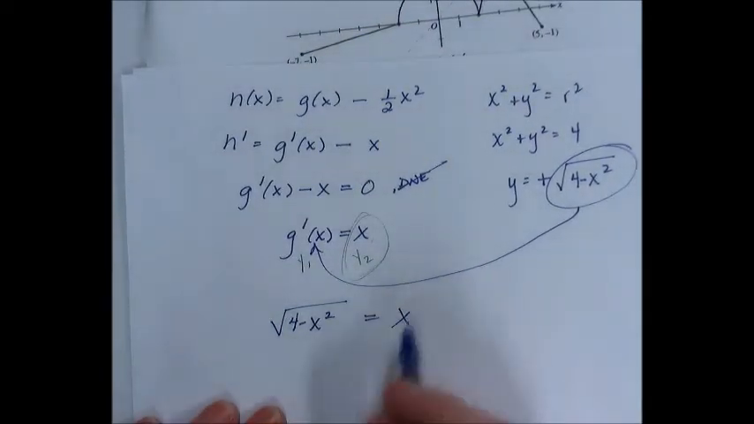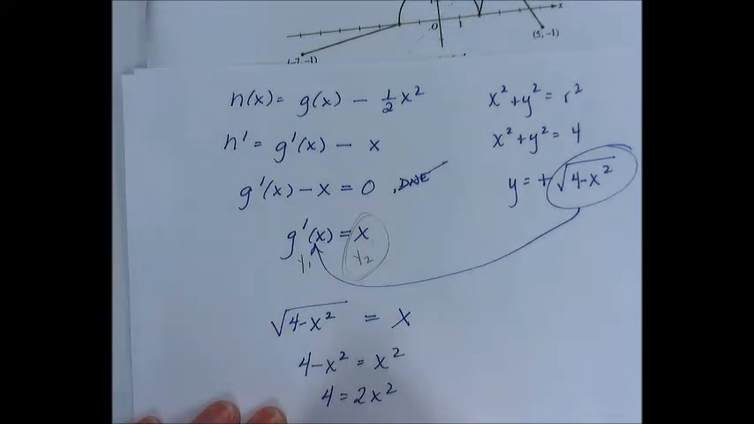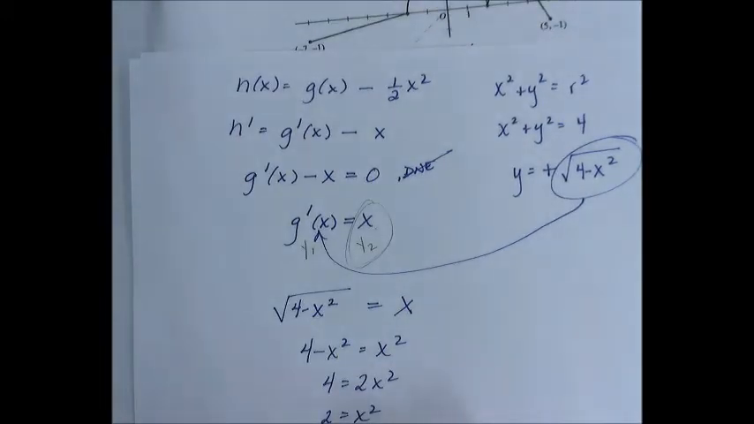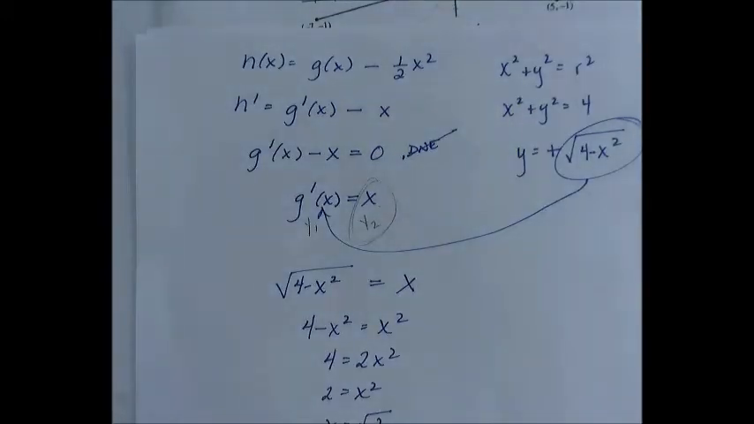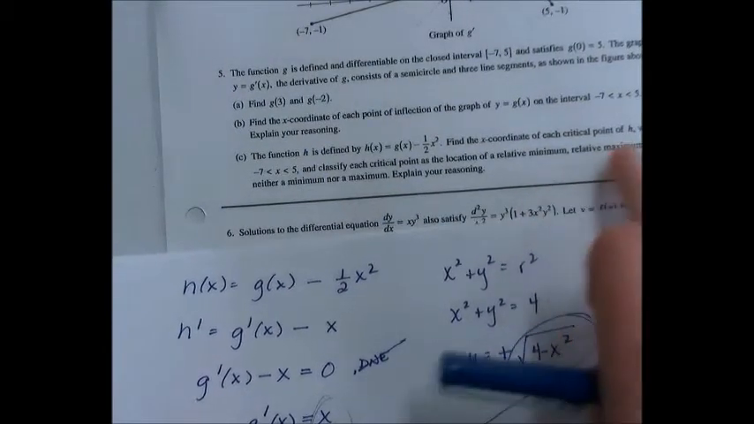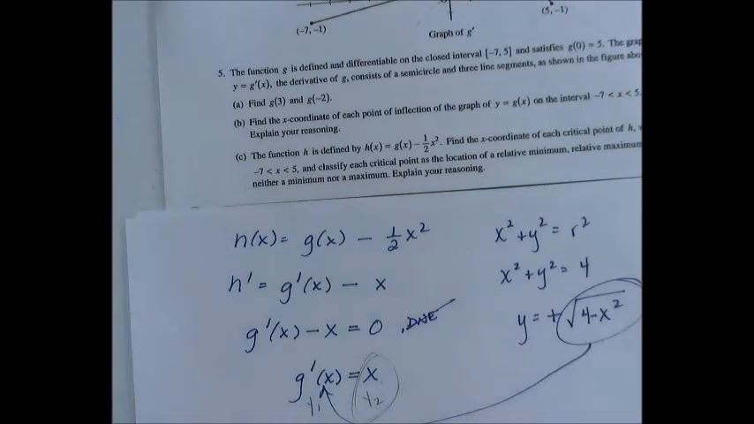Square both sides. 4 is equal to 2x squared, 2 is equal to x squared, and x is equal to the square root of 2. That's that other point. So you've got the square root of 2, and you've got 3. Those are your 2 critical points that you're going to deal with. And then you have to decide, if I go back to the question here, if that's a relative min, max, or neither, and explain. Again, you're going to use your justifications.